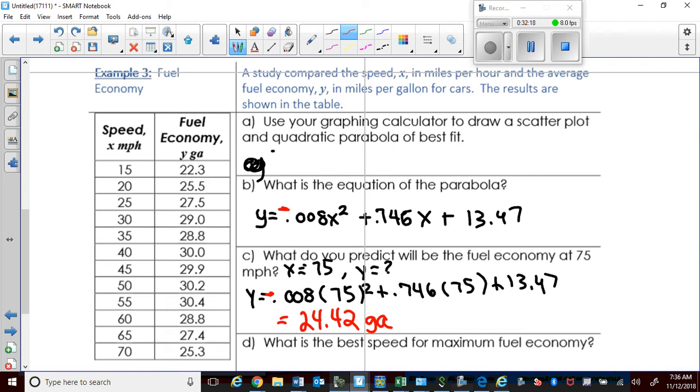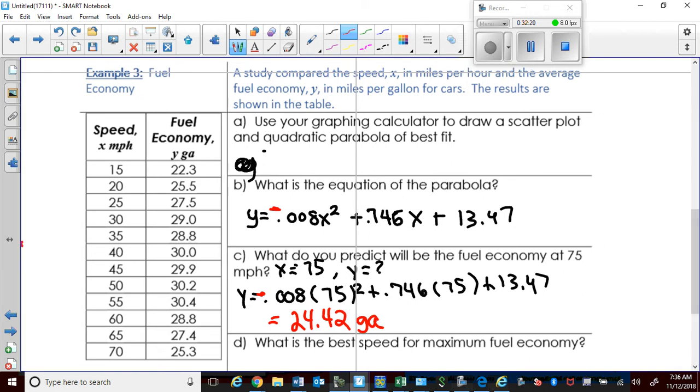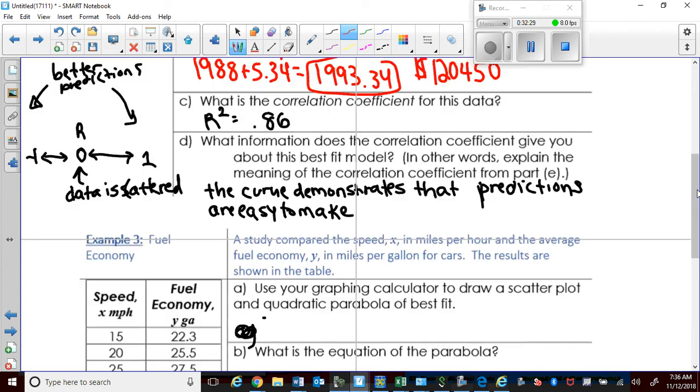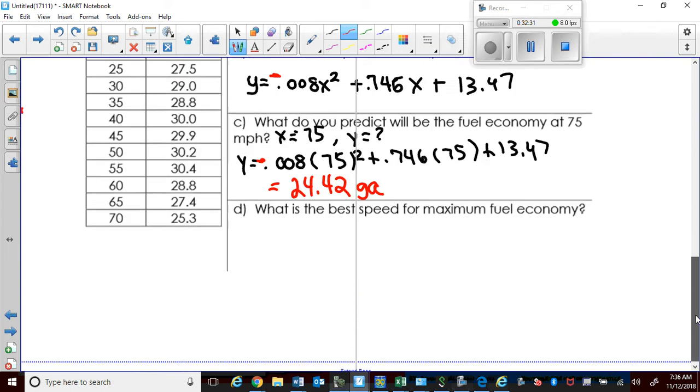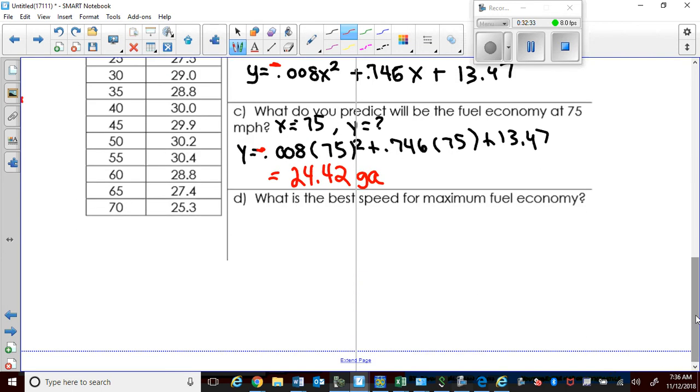Okay? Now, it says, what is the best speed for maximum fuel economy? And we're probably going to be looking at a maximum here today. So we're going to go find that vertex. That's a key word for find the vertex. So we're going to find the best speed, that's this x value. And we're also just going to find y, or the number of gallons.